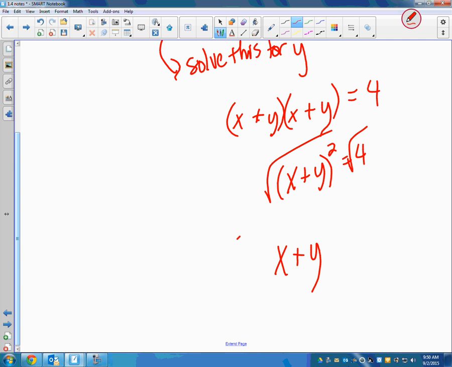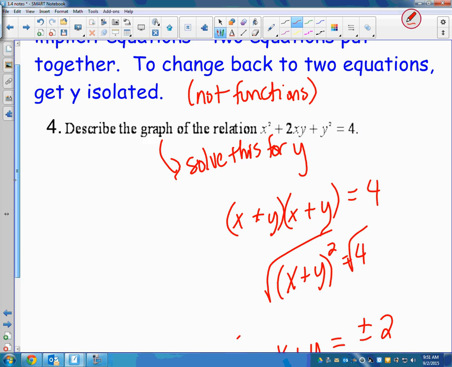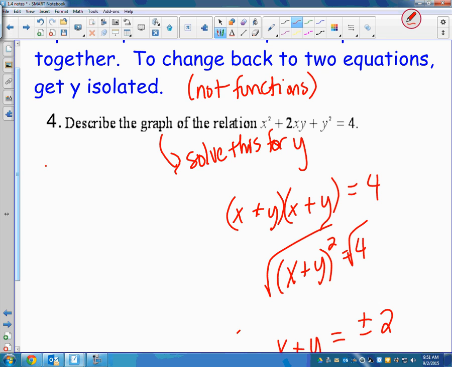So how is this made up of two equations? Right here is how it happens. You get plus or minus here, right? When you take the square root of both sides of an equation, you get plus or minus 2. So to solve that for y, we would just subtract x over. And you get that it's made up of two equations, negative x plus 2 and negative x minus 2. So it doesn't even ask you to graph this. I'll show you the graph really quick if you want. But it says describe the graph.